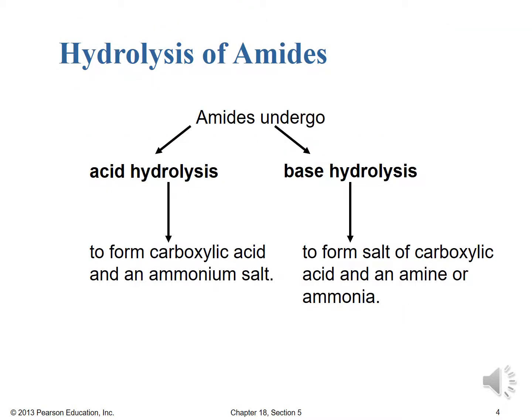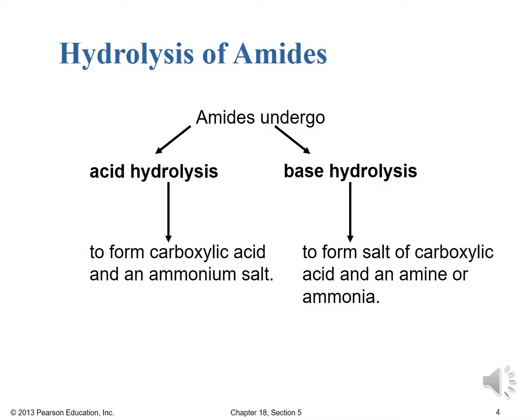Now, if you remember the end of the previous chapter on lipids, we could do acid or base hydrolysis in the lipids, and we'd end up with the glycerol and fatty acids in the case of acid hydrolysis, or glycerol and the fatty acid salts in the case of base hydrolysis, which we called saponification there. This time around, we're taking amides, and in the case of acid hydrolysis, we're forming carboxylic acids and an ammonium salt. In the case of base hydrolysis, we're forming the salt of the carboxylic acid and then a neutral amine or ammonia molecule.